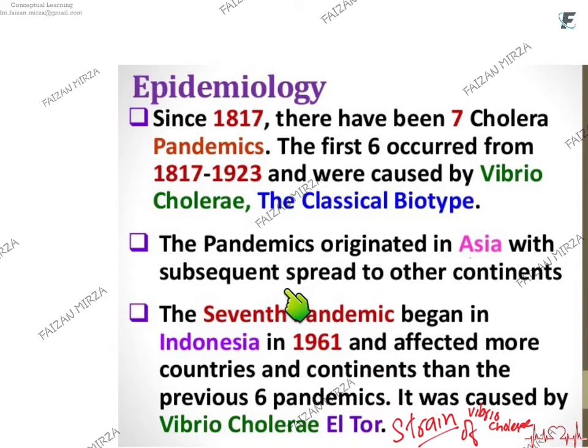So the strain had mutated. This was a new strain. It was more dangerous, and it affected more people. So yes, this was the 7th pandemic. So 7 pandemics of cholera have occurred so far.